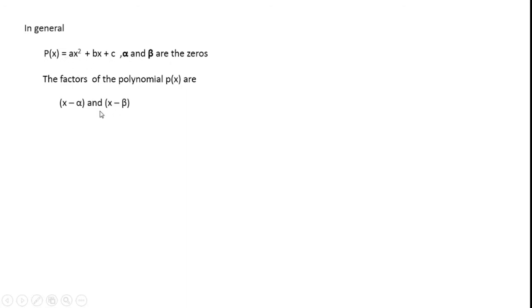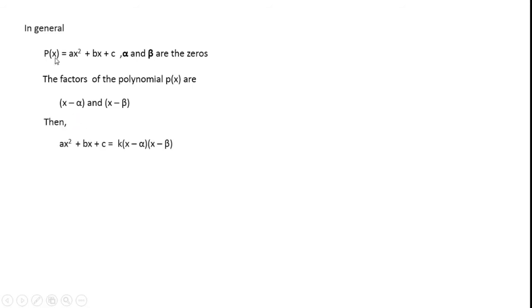In general, we can consider the polynomial p of x equal to ax square plus bx plus c. This is the general form of a polynomial, and alpha and beta are the zeros. Now we can write the factors of this polynomial as x minus alpha and x minus beta. The zeros of the polynomial are alpha and beta. So the factors are x minus alpha and x minus beta.